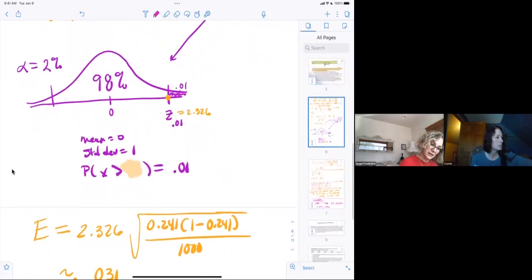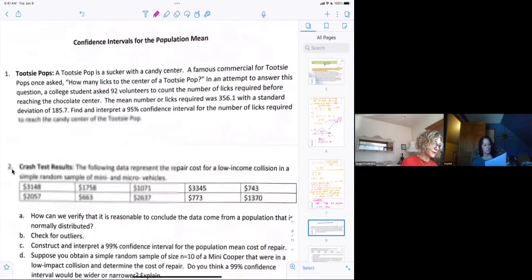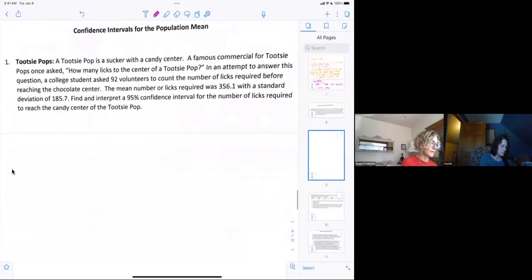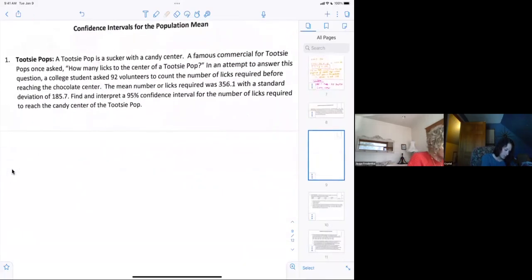The second worksheet is on confidence intervals for population mean. Okay, so I'm really old, so some of you may not remember this, but I totally remember these commercials. A Tootsie Pop is that candy like a lollipop, with hard candy on the outside and inside a chewy chocolate center. A Tootsie Pop is a sucker with a candy center.